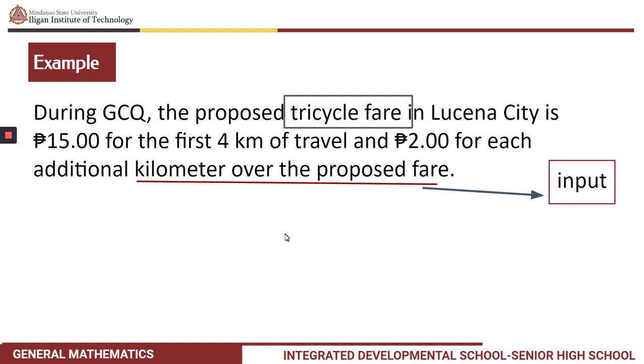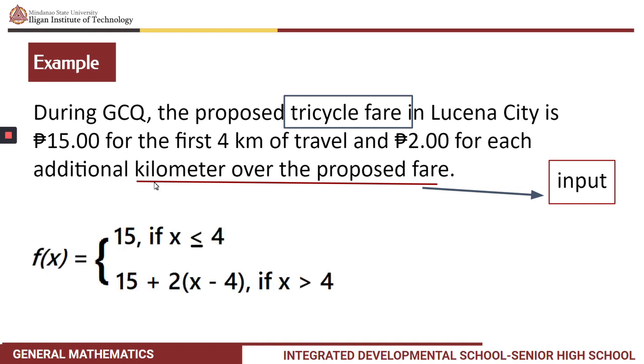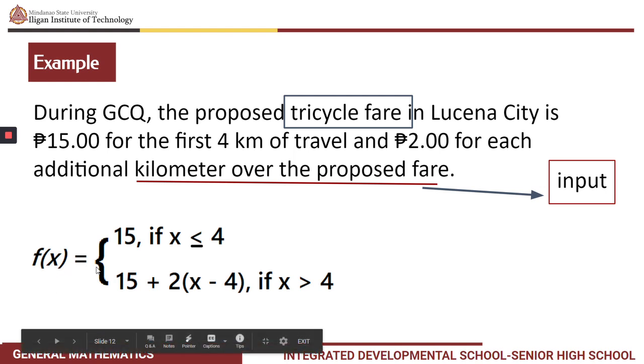So, mag-a-add ka lang ng 2 pesos per kilometer na lumagpas. So, for the first one, our piecewise function here is f of x equal to 15 if x is less than or equal to 4, and 15 plus 2 times the difference of x minus 4 if x is greater than 4.